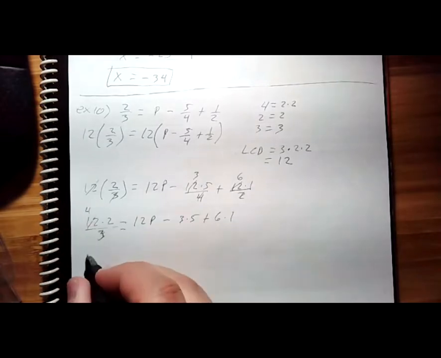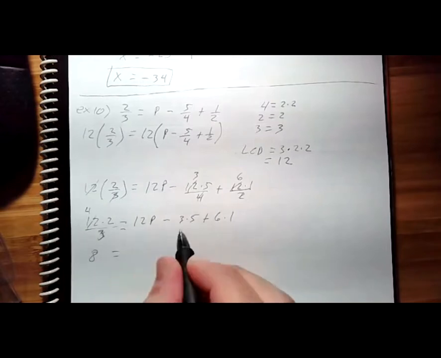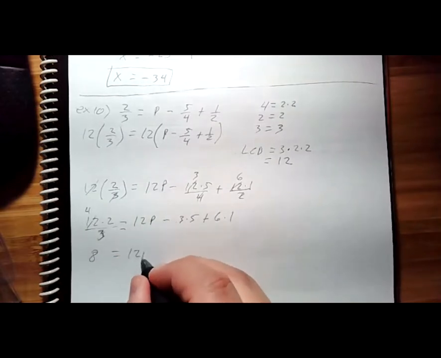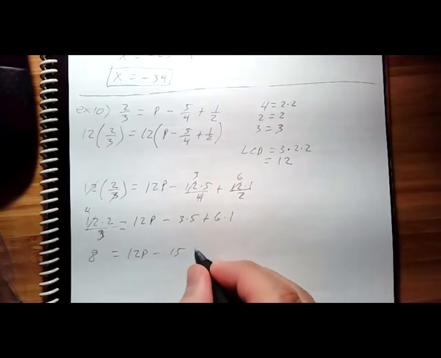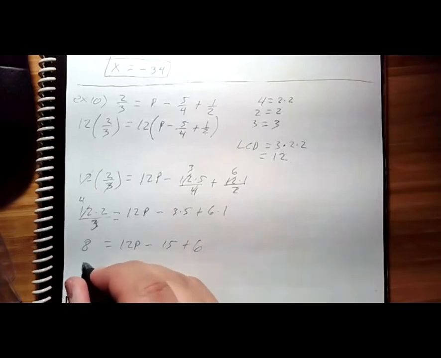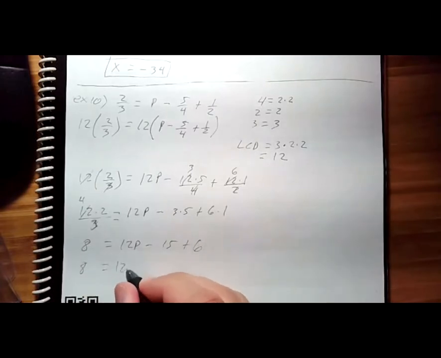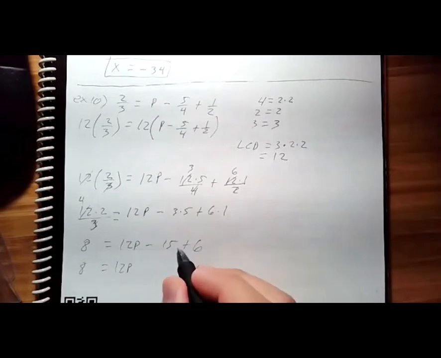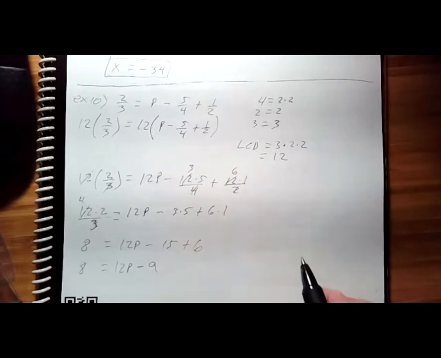Okay, so 4 times 2 is 8. 12p minus 15 plus 6. Okay. That 15, -15 plus 6 is going to be 9. Right, combine these like terms, add the 9 over.